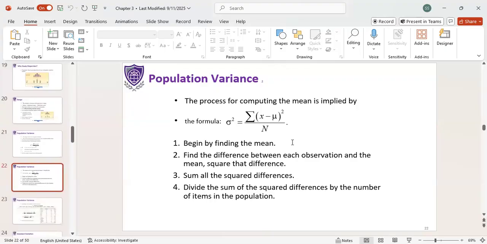And here are the steps to do it. The first step is to find the mean of the population. The second step is to calculate the difference between each of the values and the mean, then square all of them, add all of them together, and finally divide by n, which is the population size.